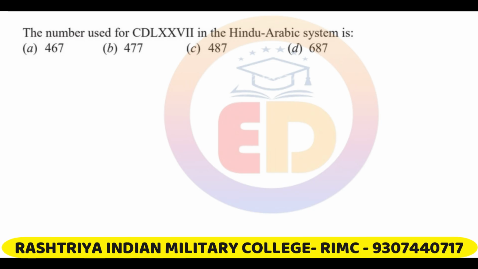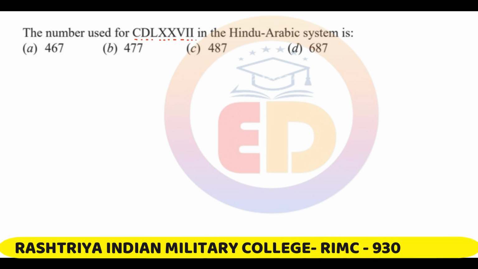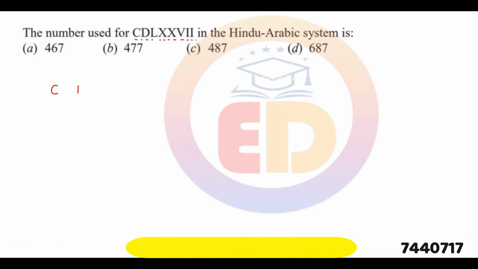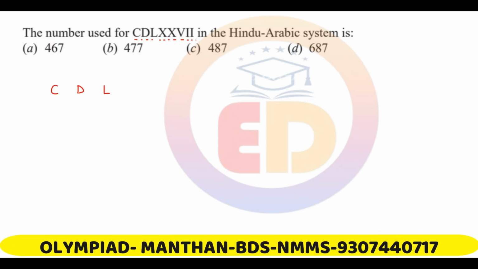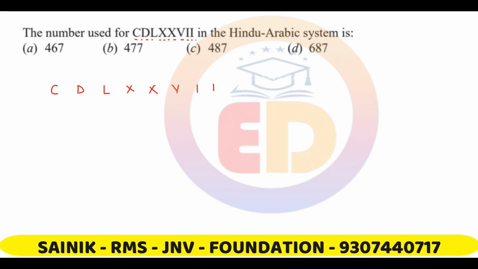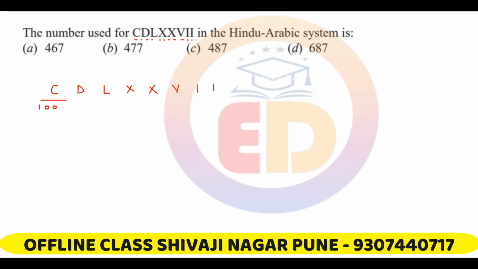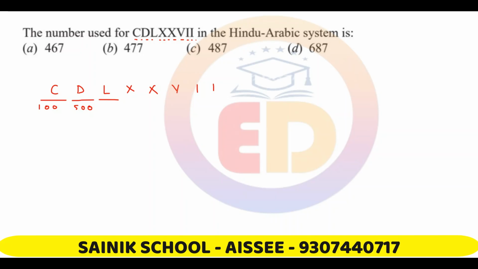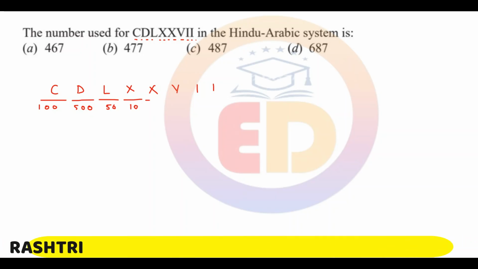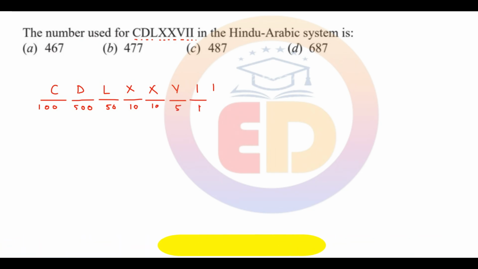The number used for C, D, L, X, X, V, I in the Hindu Arabic system. So this is a Roman number. Let us convert it into Hindu Arabic system. C is 100, D is 500, L is 50, X is 10, X is 10, V is 5, I 1 and 1.